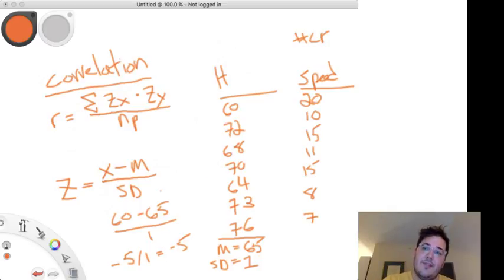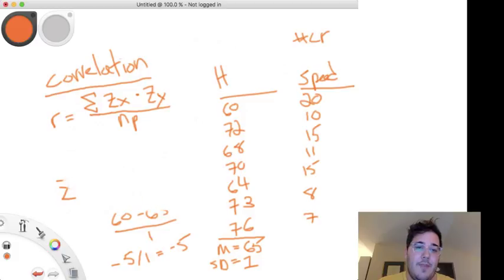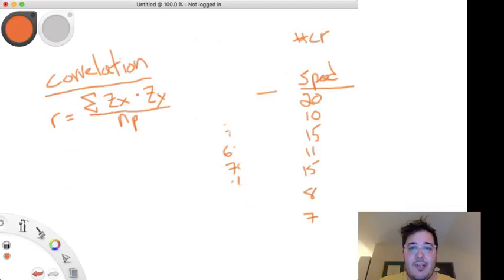And you do the same thing for speed. And so now you have two sets of observations that are all in the same units: distance from the mean in units of standard deviation. So that's how you can then calculate the correlation. So you would then multiply. I get this question a lot in recitation whenever this comes up.